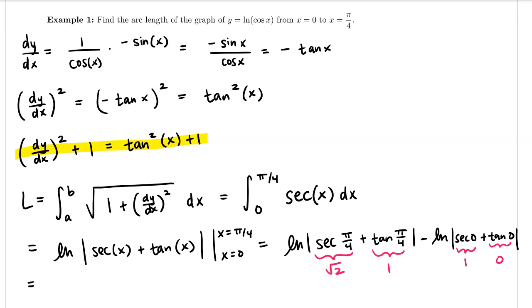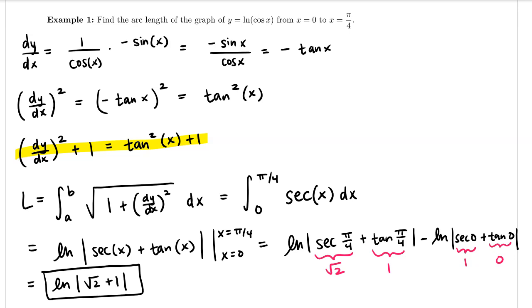So this is equal to the natural log of the absolute value of the square root of 2 plus 1 minus the natural log of 1, which ends up being 0. So here, this represents our final answer and the length of the curve between x equals 0 and x equals pi over 4.